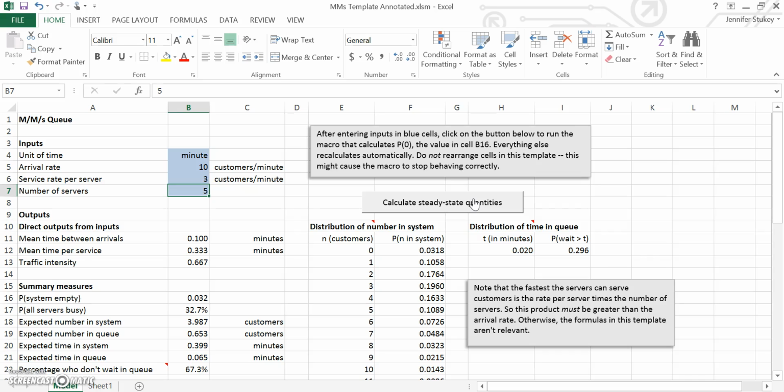So this template still assumes steady state. In this case, we can't go to 3 servers because our queue would just keep getting longer. We'd never reach steady state.